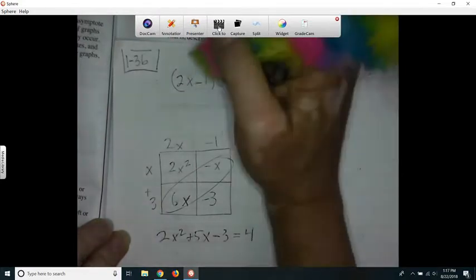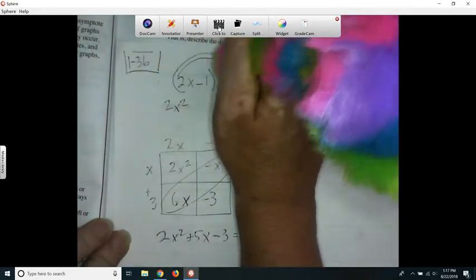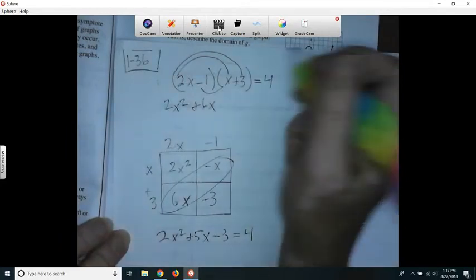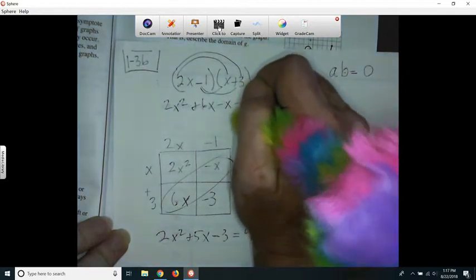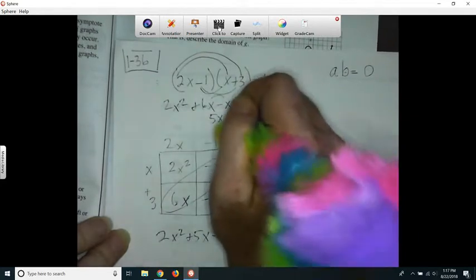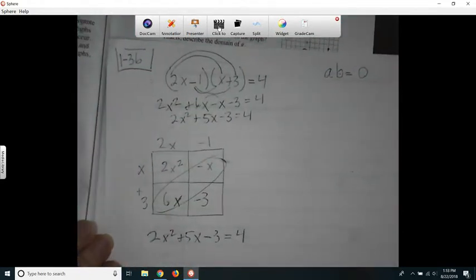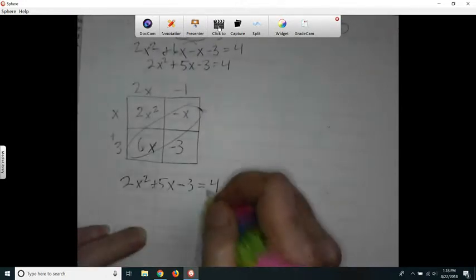If you're not used to this, you can use FOIL. You can go 2x times x is 2x squared. 2x times 3, right? This is how I used to do it. -1 times x, and then -1 times 3. These two right here make 5x, so I rewrite it. 2x squared. Either way, I got the same thing, right? So now let's see, I would like to get rid of that 4, so I'm going to subtract 4.